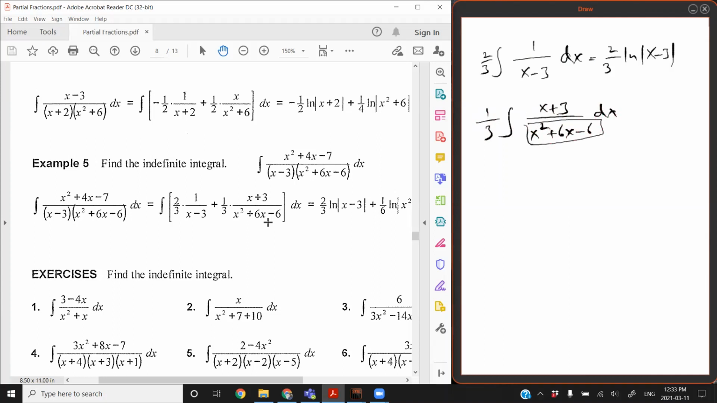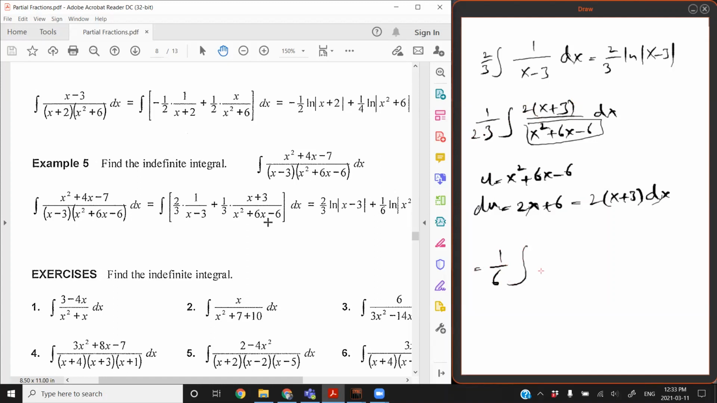I'm going to take this to be u. u is x squared plus 6x minus 6. Then du is going to be 2x plus 6, which I can write as 2 times (x plus 3) dx. So you see I have the x plus 3 times dx here on top. What I am missing is multiply that by 2. So 2, 2.